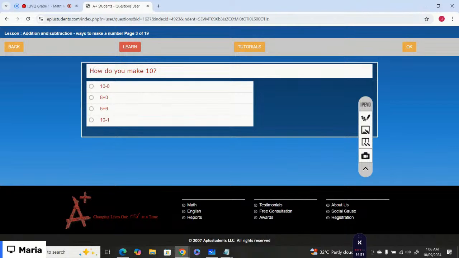The correct option is the one that makes 10, that's option number 1. Very good. 10 take away 0 makes 10. So option number 1 is the correct option. How do you make 9? So which is the correct option?